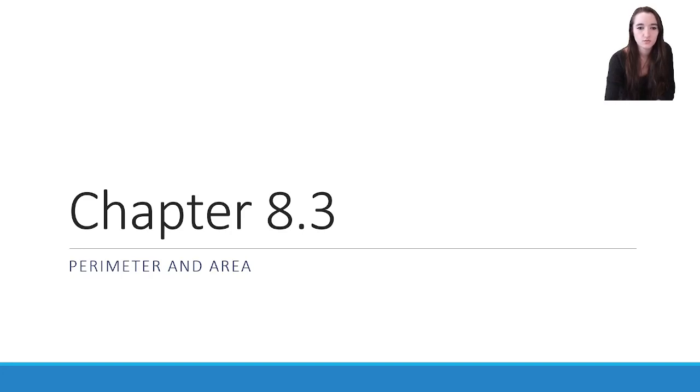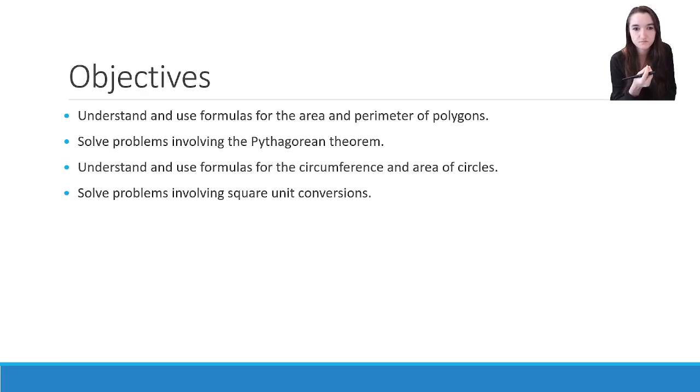Chapter 8.3, Perimeter and Area. So now that we have established certain types of our polygons, we're now going to look at what types of measurements we can do with those polygons.